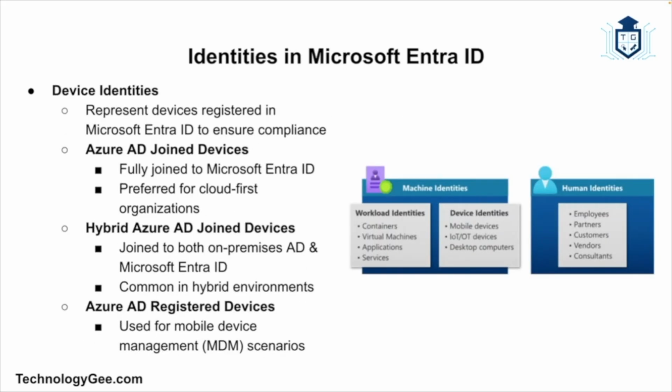And then we have what are called device identities, and these represent the devices registered within Microsoft Entra ID. These identities ensure that devices meet organizational compliance standards before granting access to resources. Under that, we have what are called Azure Active Directory joined devices. These are devices that are fully joined to Microsoft Entra ID, and they are often used in cloud-first organizations. Then we have hybrid Azure Active Directory joined devices. These are devices that are joined to both on-premises Active Directory and Microsoft Entra ID, and they are commonly used in hybrid environments. And then we have Azure Active Directory registered devices, which are devices that are registered for mobile device management scenarios.